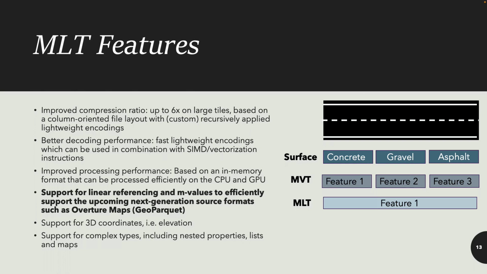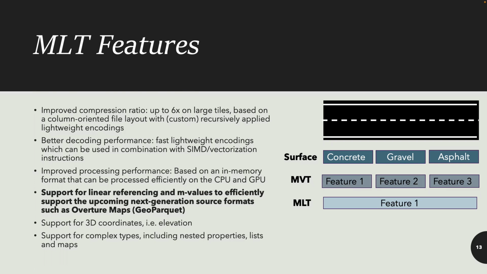One is support for linear referencing or M-values to support the upcoming next generation source formats, such as from Overture Maps. Like you see it on the right side, before, if you wanted to encode one feature, a street, for example, which has different types of services, you had to split it up into different features, for example, into 3 features. Now with MLT, you can just model it with one feature and have varying types of services. So you can more efficiently model and store this kind of requirement.